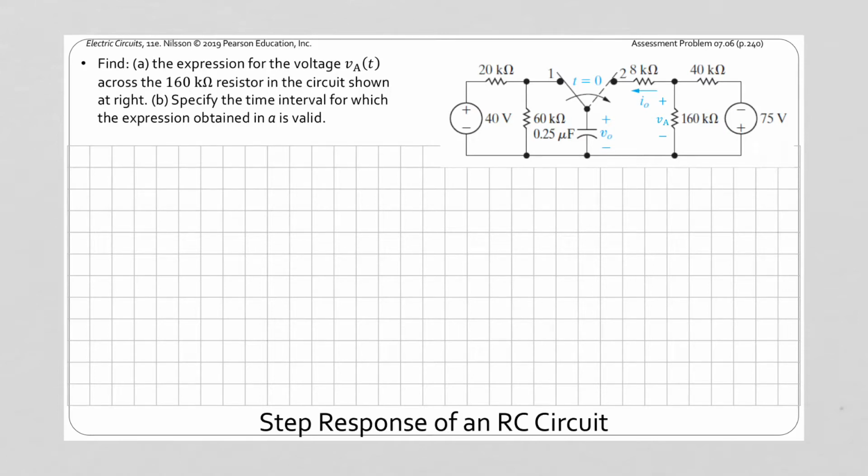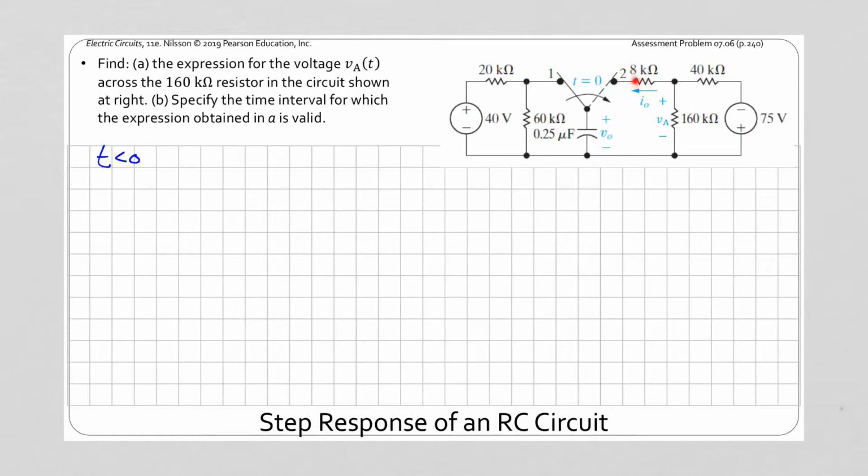Here we're being asked to find the expression for VA, the voltage across this 160 kilo ohm resistor. We're being asked to figure out what it is as a function of time, and we're not told what the interval is, so we're going to go ahead and find it at all times. For t less than 0, that is before the switch has been thrown. So the switch flips over at t0, so before t0, the switch is over here.